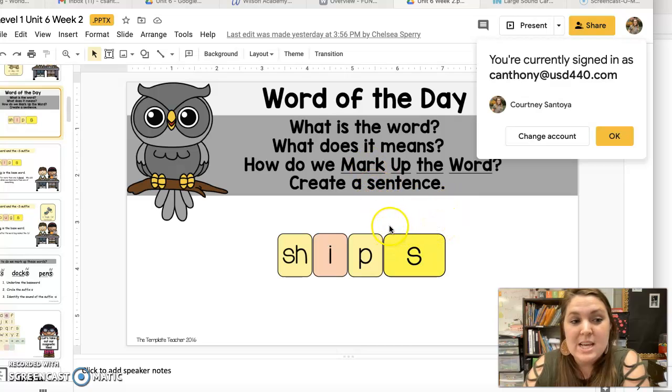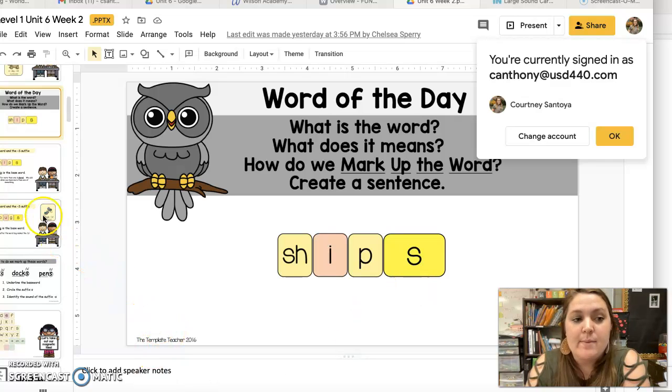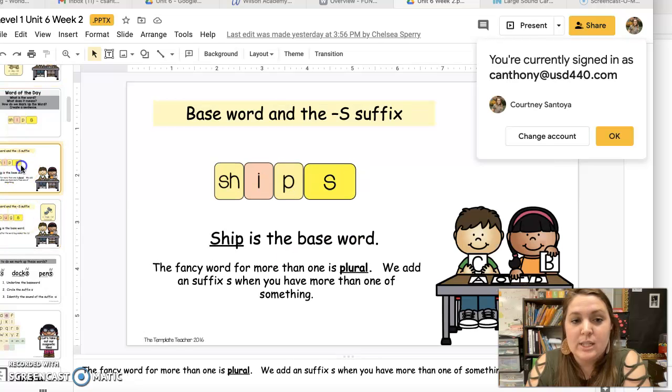All right, can we say ships in a sentence? I have a lot of ships. Remember, when we add the suffix S, it means it's plural. There's more than one. So I don't have one ship. I have more than one ship. Ships.